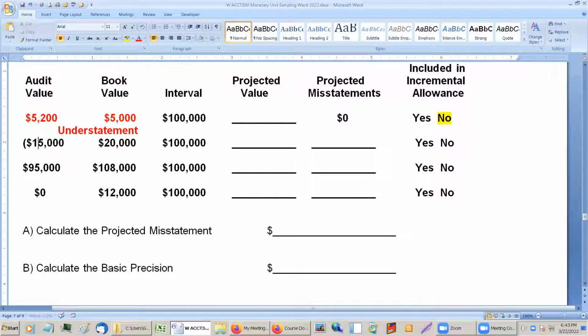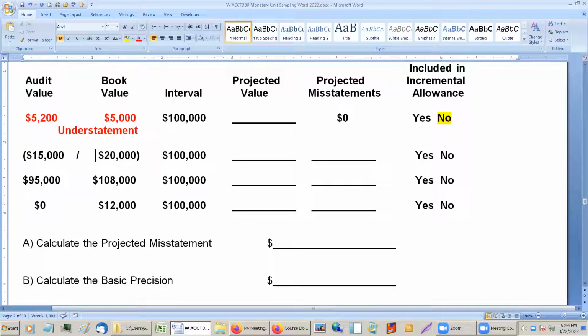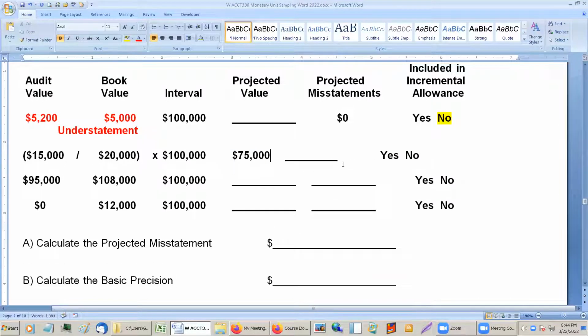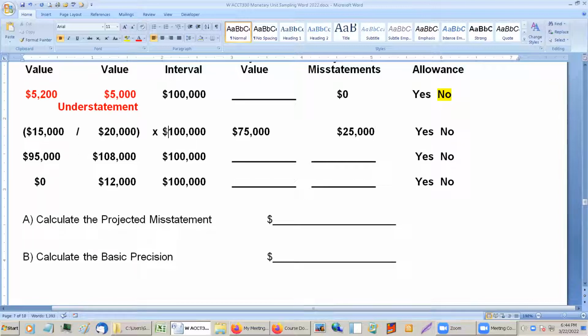Just like you said, we're going to divide them. Okay, so the projected value of this one is 75,000. And that would make the projected misstatement 25,000. Right, so of this 100,000 sample interval, I should say, 75,000 of it was okay. 25,000 of it was a misstatement.